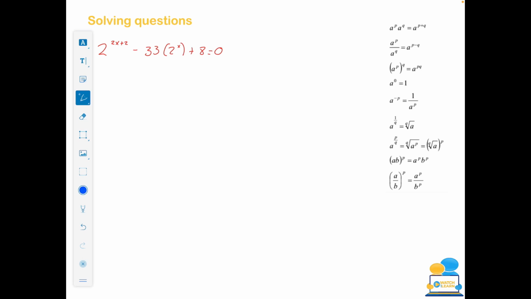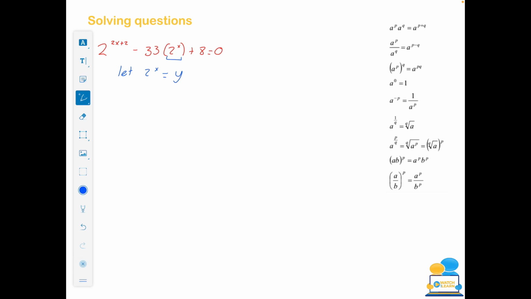This will be the last indice question that we look at before we move on to logs. It's a little different, this question. What we're going to do is some manipulation to turn it into an algebra problem, and then from there, it's just pure algebra. So we have 2 to the power of 2x plus 2 minus 33 multiplied by 2 to the power of x plus 8 is equal to 0. With these types of questions, you pick out the indice with the simplest part, the nicest looking indice, so it's 2 to the power of x. And what we're going to do is let 2 to the power of x equal y.